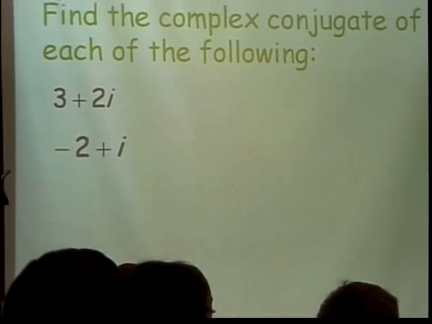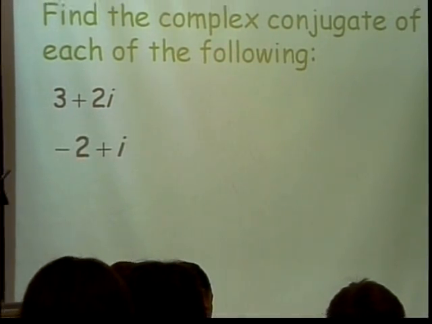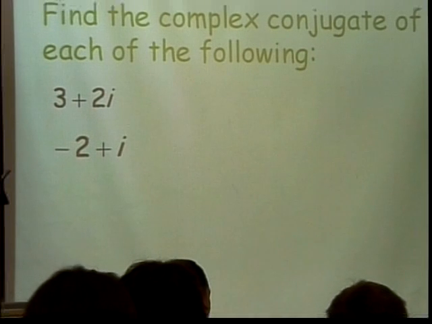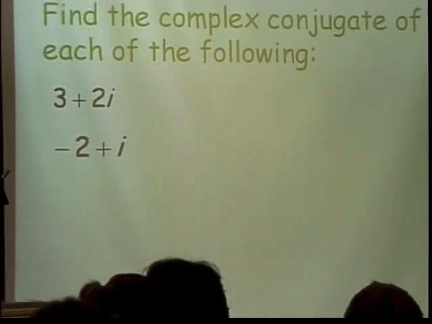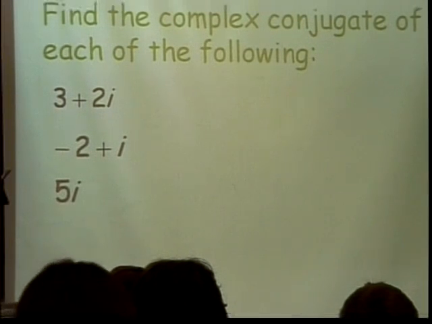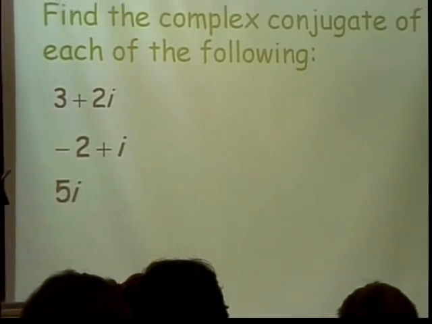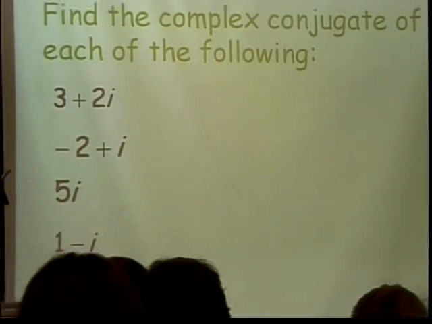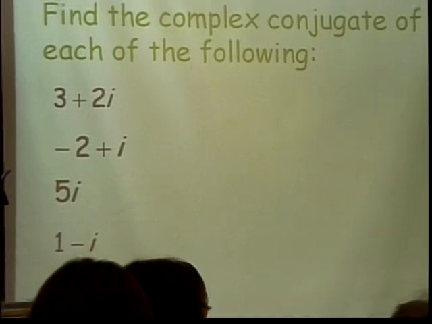What would be the complex conjugate of -2 plus i? -2 minus i. The -2 stays there, just the plus becomes a minus. What would be the complex conjugate of 5i? -5i. There is no real part, you didn't have to worry about it. What about 1 minus i? It would be 1 plus i.